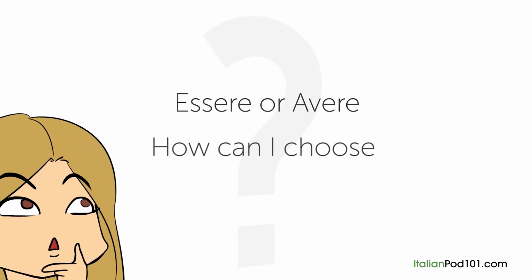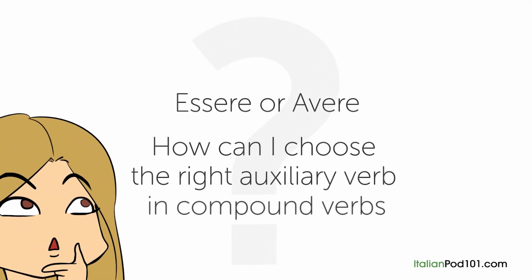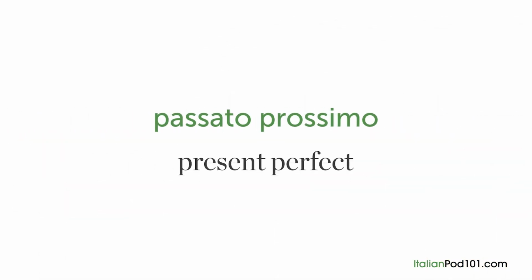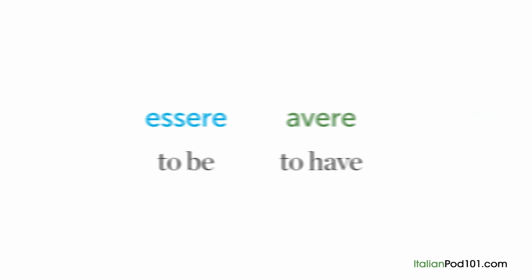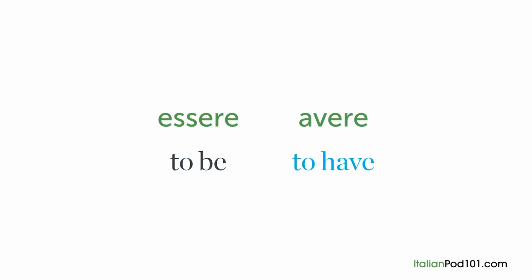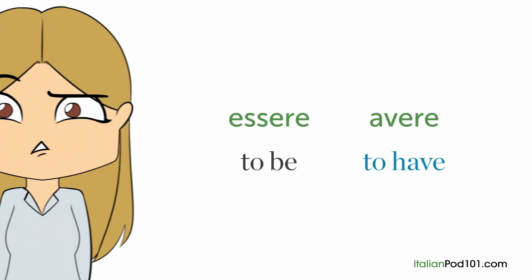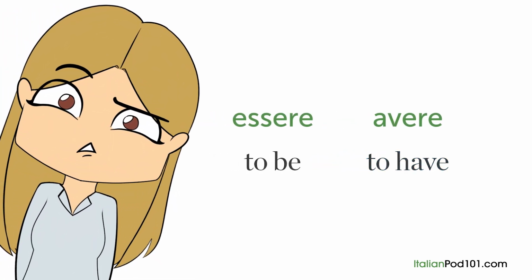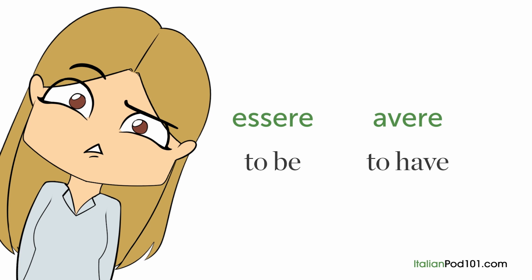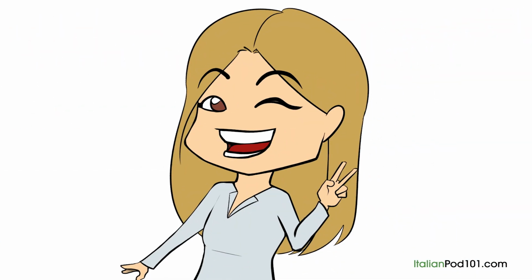The question for this lesson is, essere o avere? How can I choose the right auxiliary verb in compound verbs? In Italian, when forming compound tenses, such as the present perfect or passato prossimo, you'll need an auxiliary verb. This will either be essere, to be, or avere, to have. In English, you don't have to make this choice, as you only need to have. That's why deciding which auxiliary to use in Italian can be a bit difficult at first. Let's have a look at some rules that will help you choose the right auxiliary.